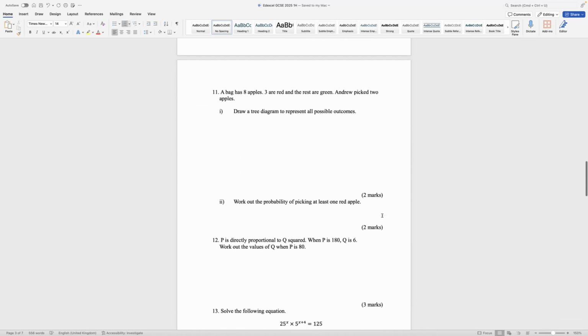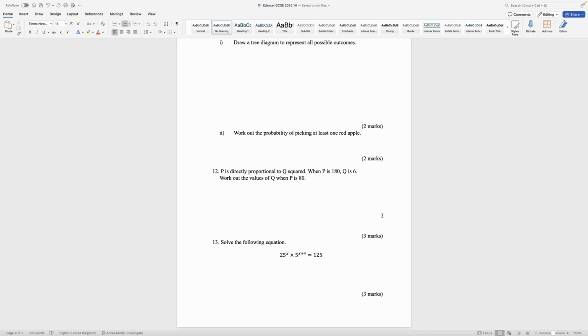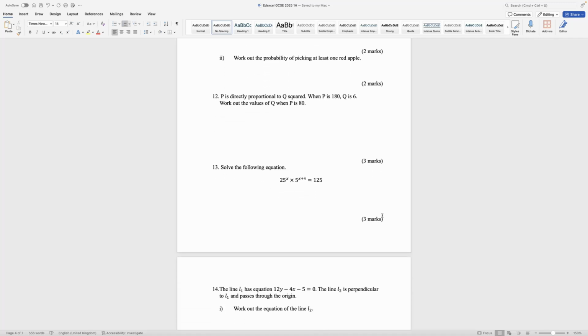Question 11. A bag has 8 apples, 3 are red and the rest are green. Andrew picked 2 apples. Part 1, draw a tree diagram to represent all possible outcomes. Part 2, work out the probability of picking at least one red apple. Question 12. P is directly proportional to Q squared. When P is 180, Q is 6. Work out the values of Q when P is 80.